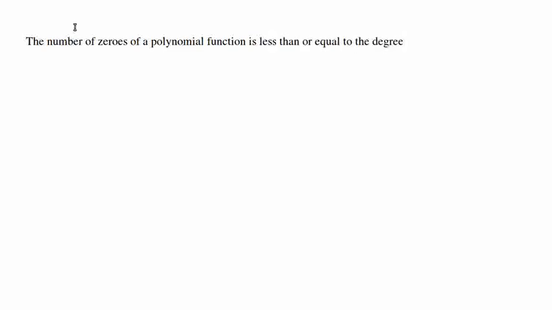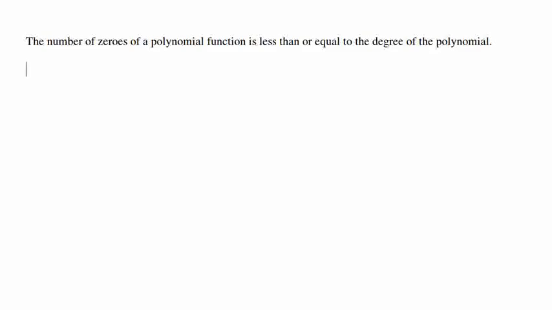So I'm going to type out an important fact about polynomial functions that you should know. The number of zeros of a polynomial function is less than or equal to the degree of the polynomial. Let's make sure we all understand what that means. The degree of the polynomial is the biggest exponent.